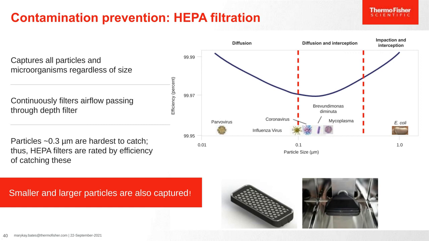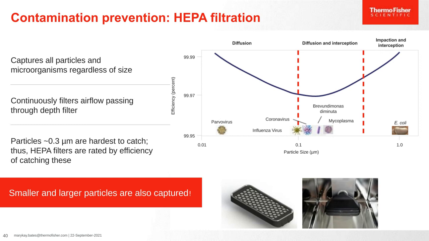Now, I know there's some confusion about HEPA filtration because HEPA filters are rated for their efficiency of capturing 0.3 micrometer particles. That's because, as indicated by this graph, that size at 0.3 is the hardest to catch. That's because the physical processes of diffusion, which is really efficient at catching very small particles, and impaction and interception, which are efficient at capturing larger particles, are least efficient at that medium particle size. So 0.3 micrometer particles are captured with 99.97% efficiency, but smaller and larger particles are also captured and even with greater efficiency.